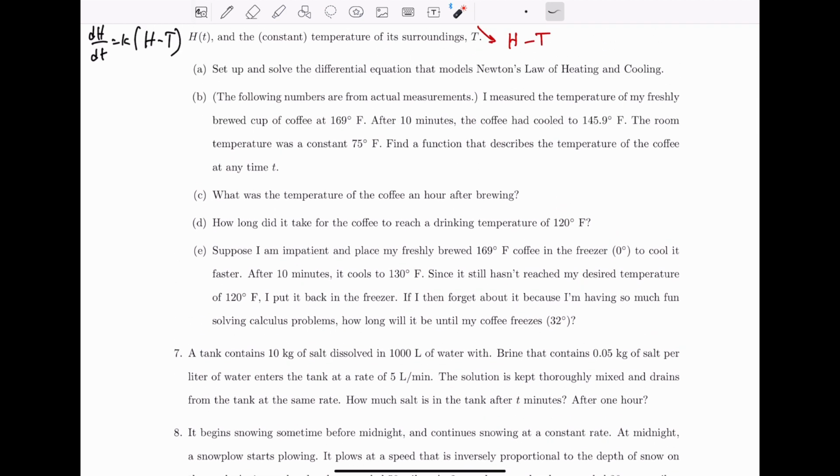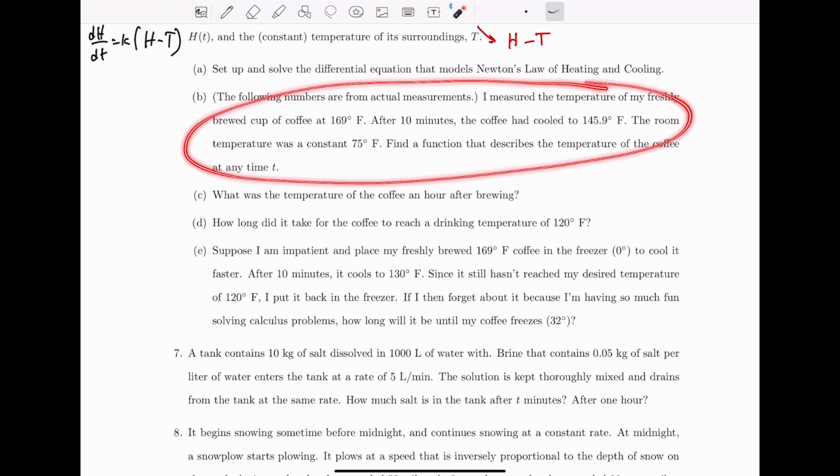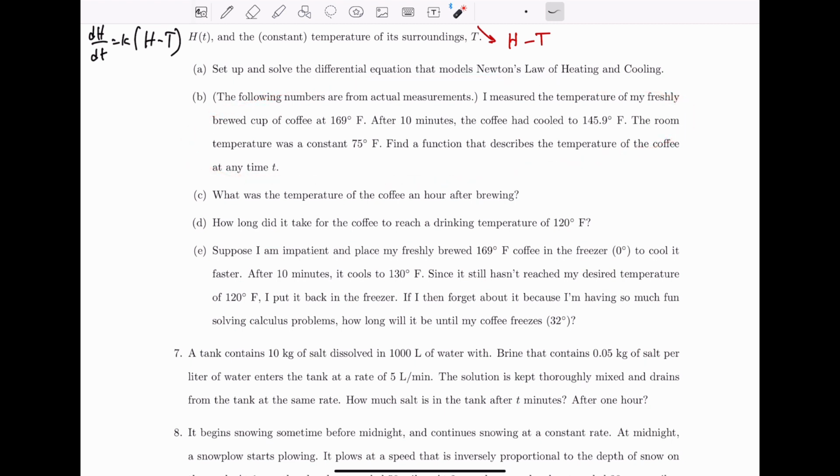I want to set up a function that describes this scenario. And I actually made a cup of coffee yesterday, and I measured the different temperatures here so that I could have a real-world applicable situation, and I'll show you a graph of what this looked like in a little while. So I brewed a cup of coffee, and I do brew coffee a lot warmer than 169 degrees, but the brewing process takes a while, and over the brewing process the coffee cools down. So even though I started with near boiling water, by the time I had finished brewing, the coffee had cooled down to 169 degrees. So I measured the temperature right after I was done brewing. That's the initial temperature.